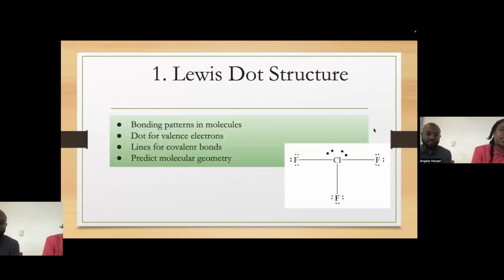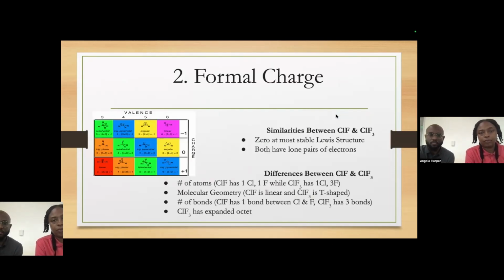First, I want to talk about the Lewis dot structure, which was invented by Gilbert N. Lewis in 1916. It helps us visualize the bonding and the distribution in small molecules, the bonding patterns in the molecules. Dots are for the valence electrons and lines are for the covalent bonds. They predict the molecular geometry. Of course, we know that any atom inside a molecule has a charge, and this charge is called a formal charge. There are many similarities and differences between the two.